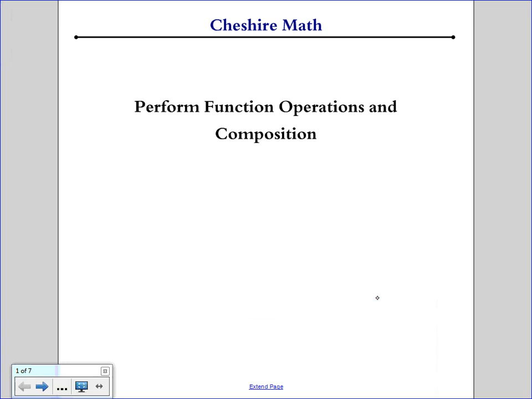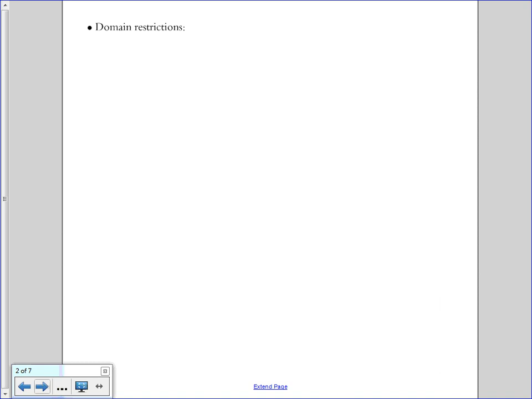This video is about performing function operations and composition. We need to start by discussing some domain restrictions because the instructions will always ask you to state any domain restriction or state the domain when you start combining functions together. So we got to review what domain means. Domain is a way of expressing all of the possible values for x in a function.